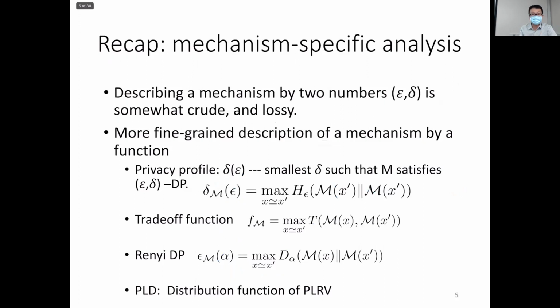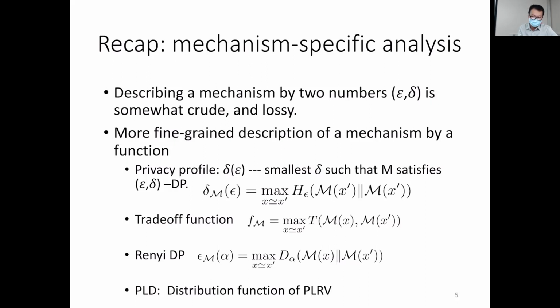After introducing these two equivalent definitions of epsilon-delta differential privacy, we went on to talk about the following argument. For any given mechanism, let's say a Gaussian mechanism that adds noise to f of some query with low sensitivity, we can describe this mechanism by saying that it satisfies epsilon-delta DP for some parameters epsilon and delta. But describing this mechanism with just two numbers, epsilon and delta, turns out to be somewhat crude, and this is a lossy way of representing this mechanism.